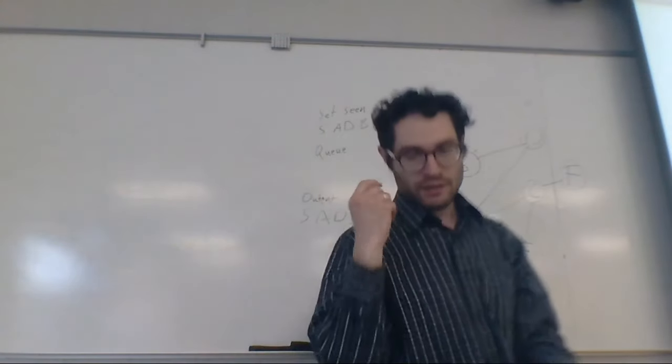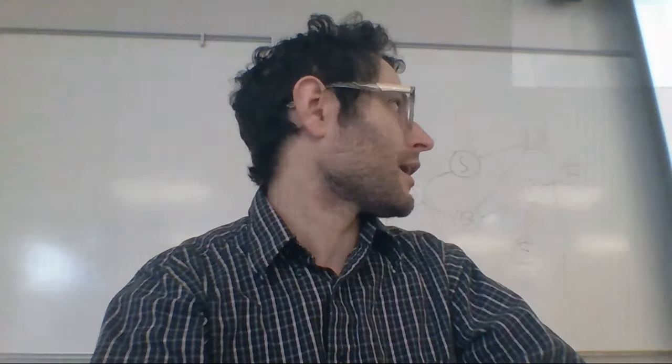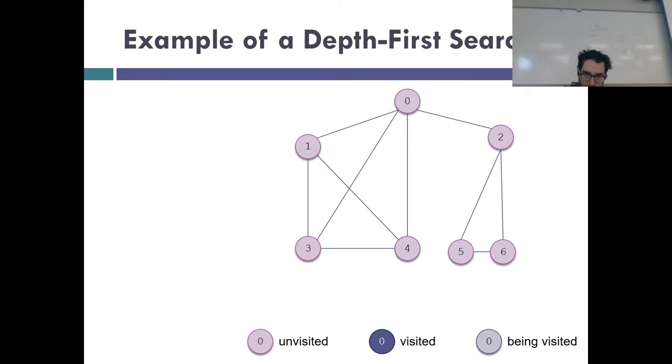All right, so what about breadth first search? So that was breadth first search. What about depth first search? Depth first search works like this: start at a vertex, visit it, then choose one adjacent vertex and visit that one, and then visit one adjacent to that until you hit a dead end. A dead end being defined basically as you can't go anywhere new. So you go backwards after that.